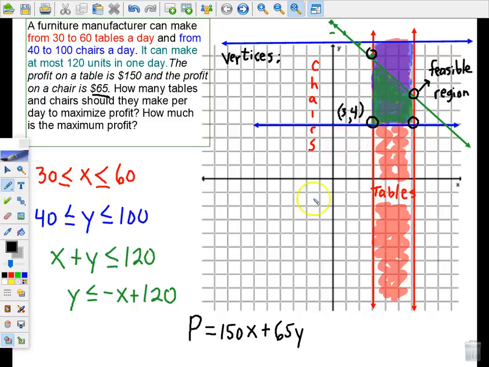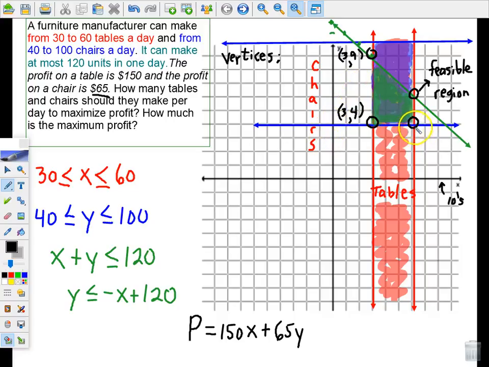Now remember, we're in tens, so don't let that mess you up. That's actually how many tables? 30. And how many chairs? 40. But we're just going to write it for space sake as 3, 4. But don't forget, each of these units are in tens. So how many tables and chairs up here at this vertex? What does that represent? Well, it's 30 again. We'll just put 3. And how many chairs? 1, 2, 3, 4, 5, 6, 7, 8, 9. Okay, so that's like 90.